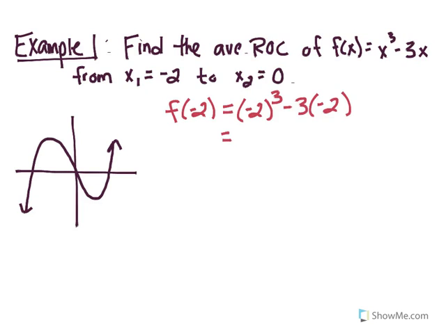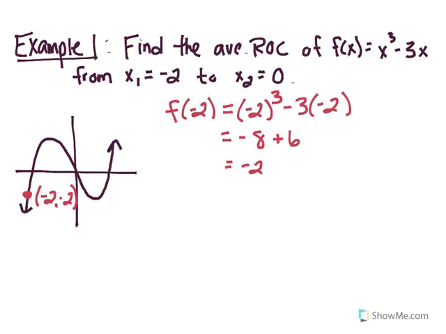Negative 2 cubed is negative 8. Negative 3 times negative 2 is positive 6. And this yields a negative 2 altogether. So one of my points, I'll just say that here, it's right here on the picture. It's negative 2, comma, negative 2.